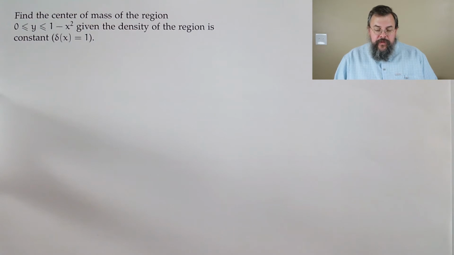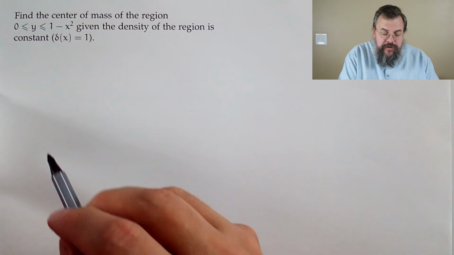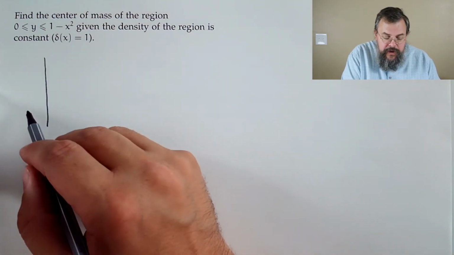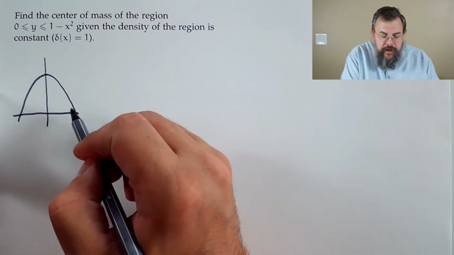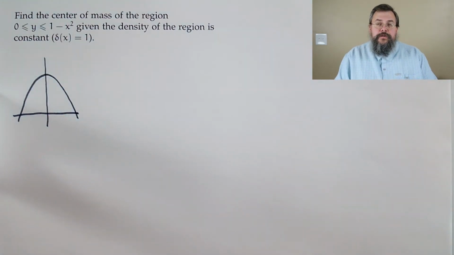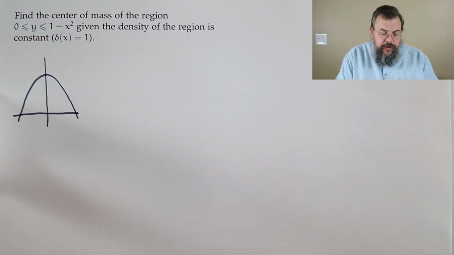All right. Well, find the center of mass of the region, 0 less than or equal to y, less than or equal to 1 minus x squared, given the density of the region is constant. Okay. Well, this sounds familiar. We probably should have started with this one. It's the same region, but what do we see? Well, what we see is that our region might be the same, but our density is constant, which means it's a uniform constant value. So, what does that give us?